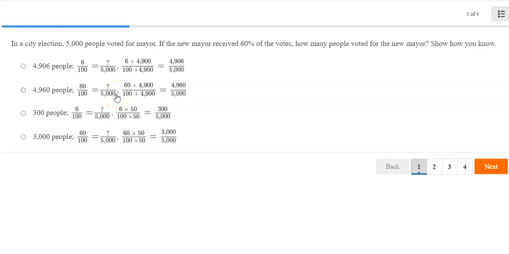We're trying to figure out the amount that voted for that specific mayor. So to get from 100 to 5,000, we're going to multiply by 50. So this one on the bottom is right.